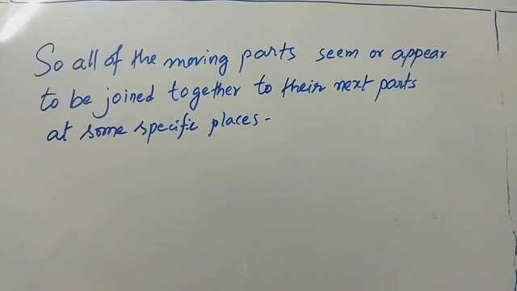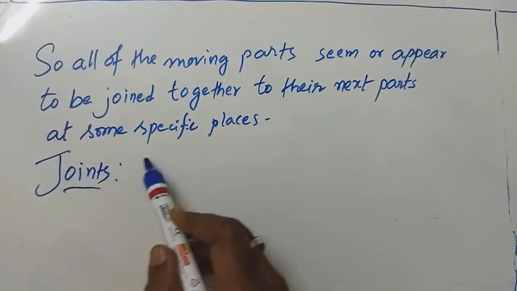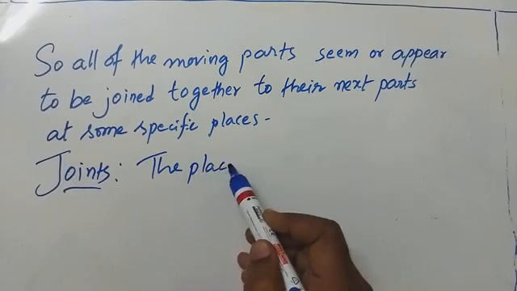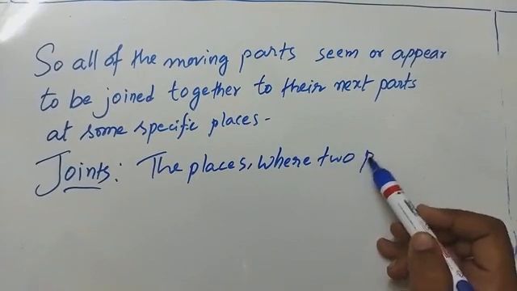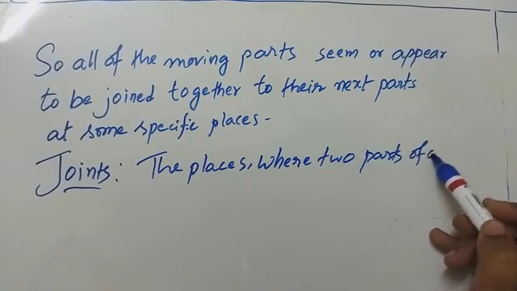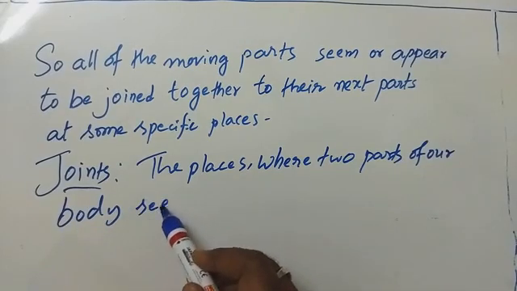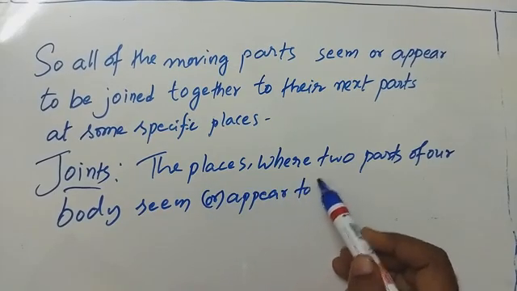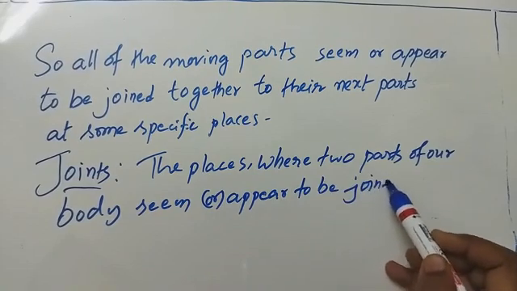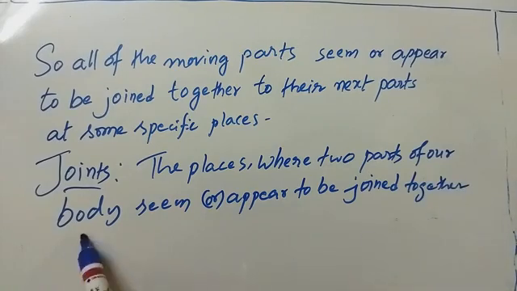So what are joints? The places where two parts of our body seem to be joined together. What are joints? The places where two parts of our body seem or appear to be joined together. You know, joints.